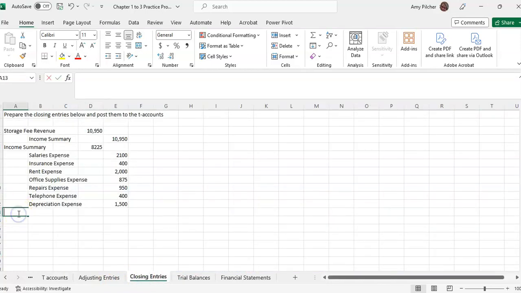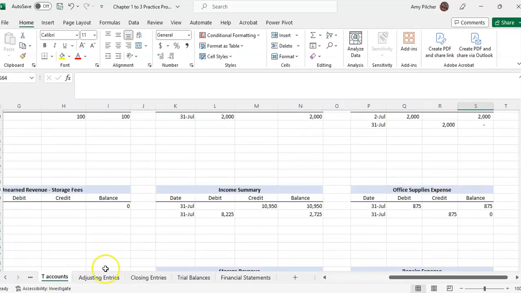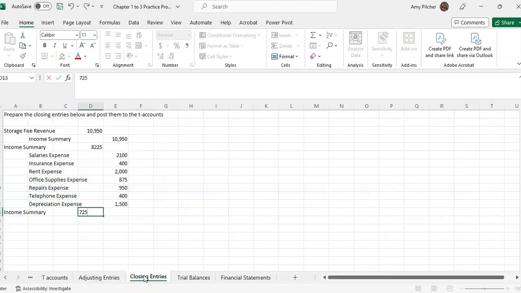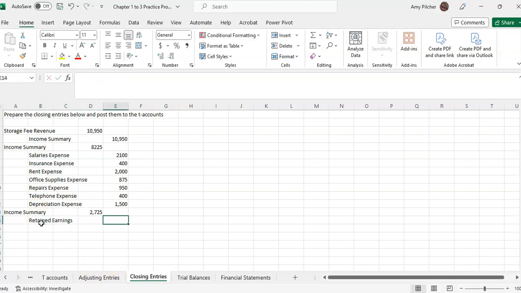So we're going to debit income summary for 2,000, what did we say it was? $725. Okay, and we're going to credit retained earnings for $725. Then we are going to close dividends with a debit to retained earnings and a credit to dividends.